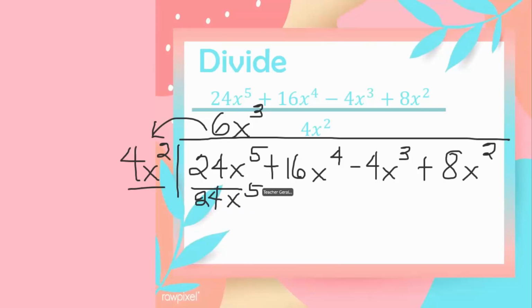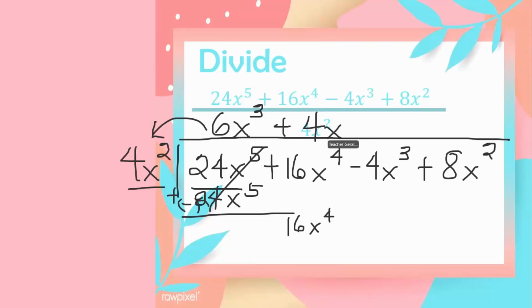Okay, and then sasubtract natin ulit. And if we are going to subtract, let us try to change the operation and the sign. Okay, so 0 na yan. So let's bring down 16x to the 4th power. Okay, so divide natin ulit. 16 divided by 4. Okay, positive 4 yan. Okay, and then x to the 4th power minus x squared yan.